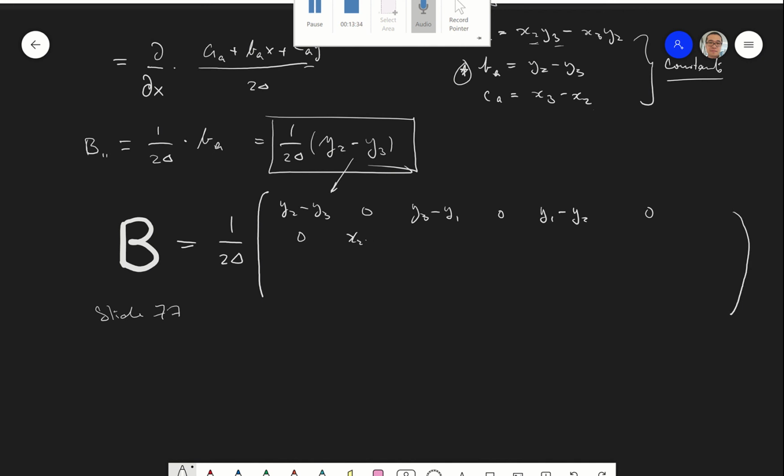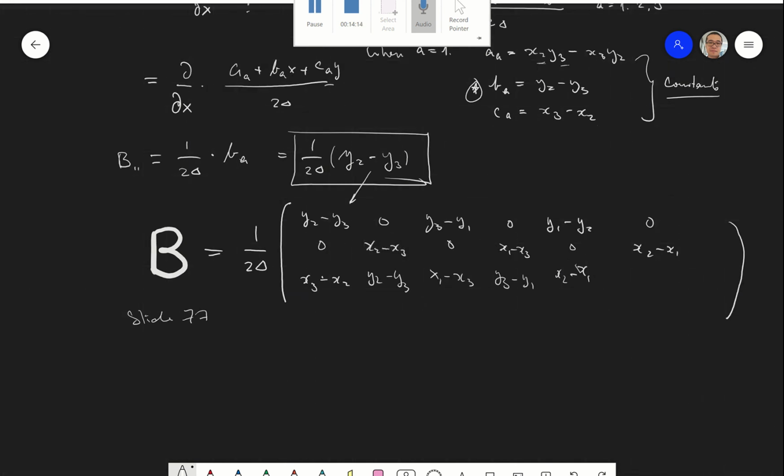0, x2 minus x3, 0, x1 minus x3, 0, x2 minus x1, x3 minus x2, 0, oh sorry, this is y2 minus y3, x1 minus x3, y3 minus y1, x2 minus x1, there's a typo in the notes, and y1 minus y2, right?